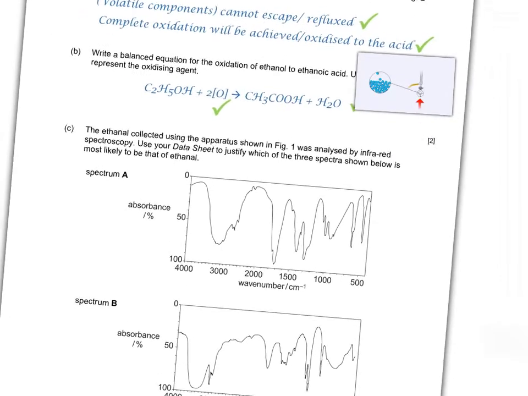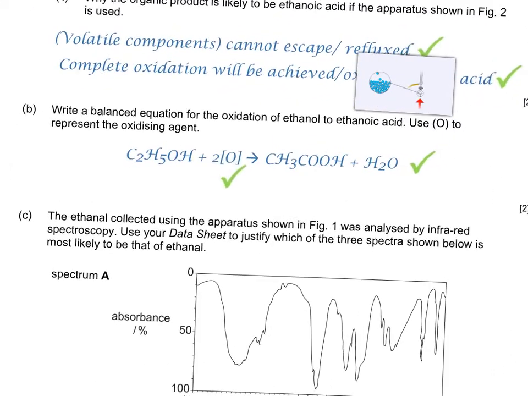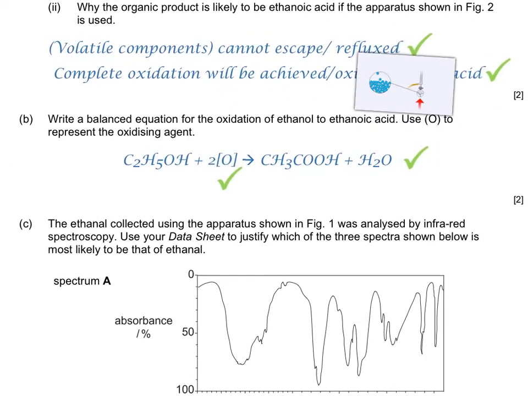Part B is a very straightforward equation requiring you to state the oxidation of an alcohol. Just do keep in mind that in this particular case, when they're asking for the oxidation of the alcohol, they're asking you to go through the aldehyde route. So it will be CH3CHO, the alcohol being oxidized to this first, and then following that it will be oxidized to the carboxylic acid.